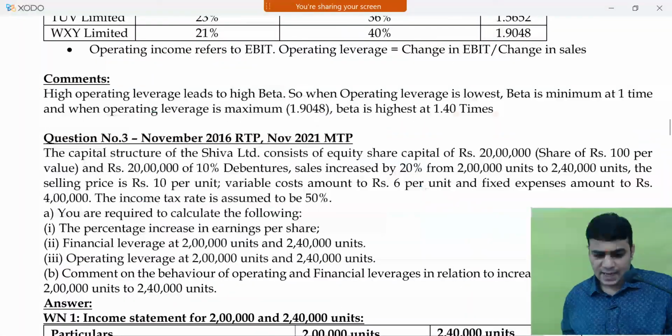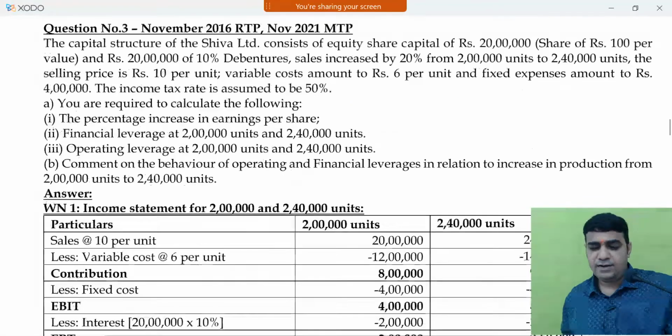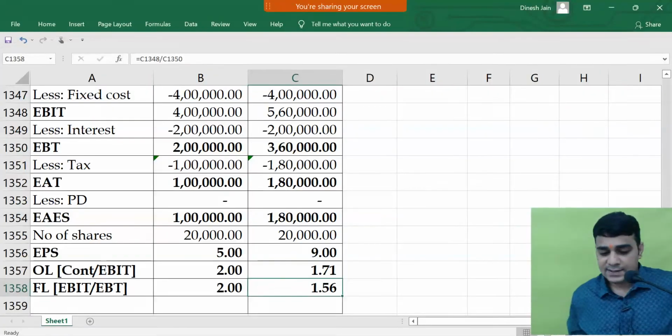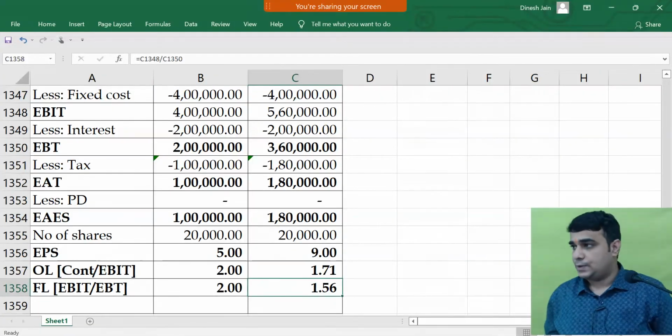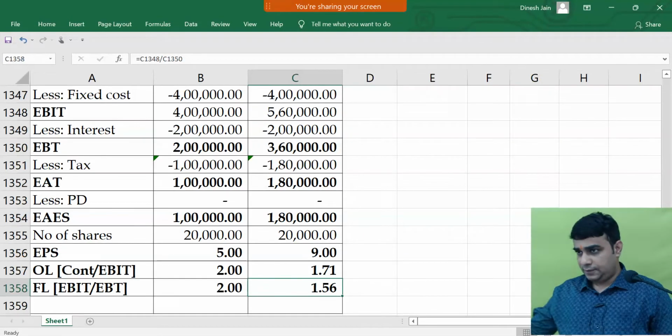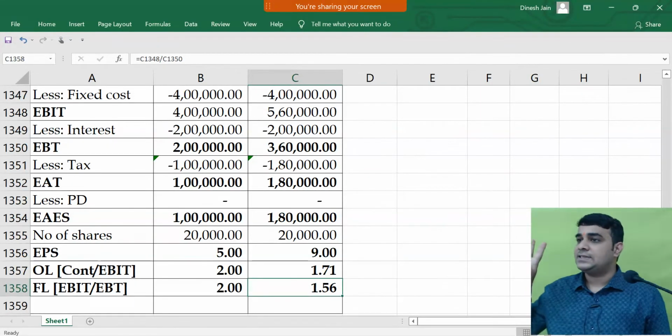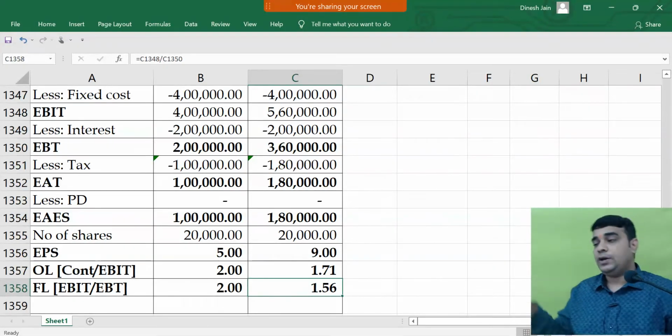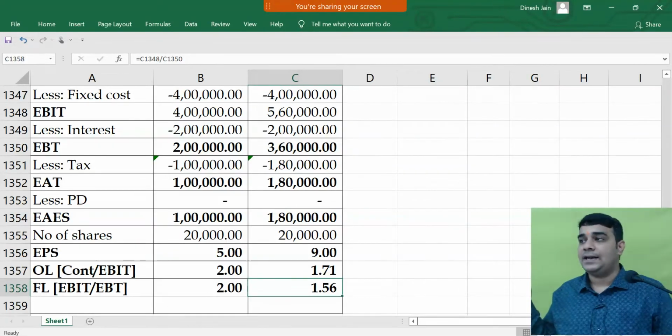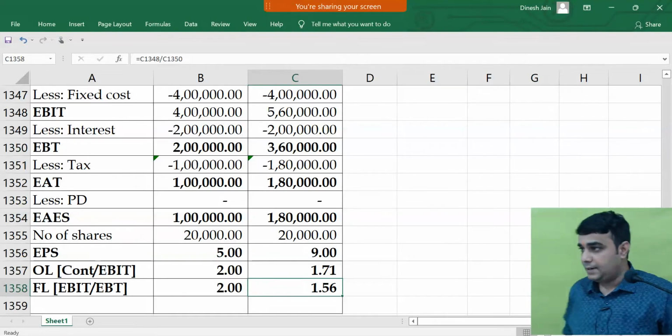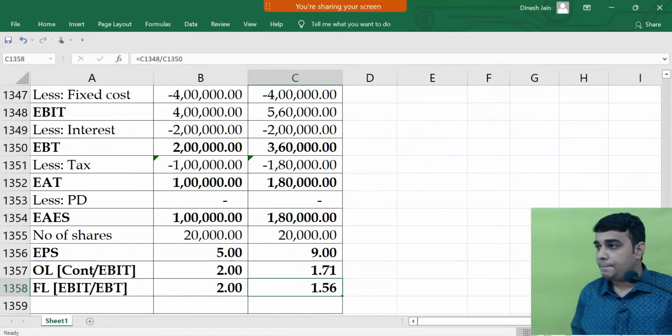The question has asked, comment on the behavior in relation to increase in production. See, earlier we were selling 2 lakh units. At that time, the OL and FL were 2 times. That is, if sales go up or come down, the EBIT can change double, and from that EPS can further change double. That is what has happened in this case. Your sales has changed by 20%. Your EPS has changed by 80%. That 80 is nothing but 20% into 2 into 2. Your OL into FL is the combined leverage.